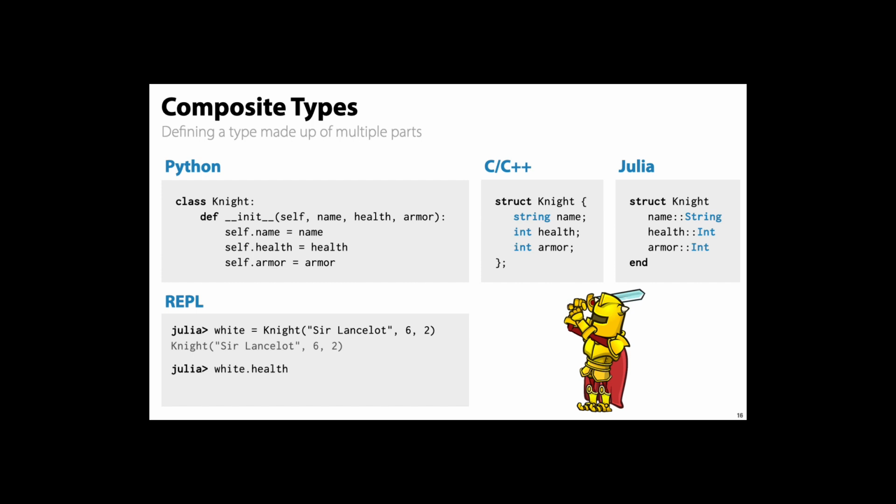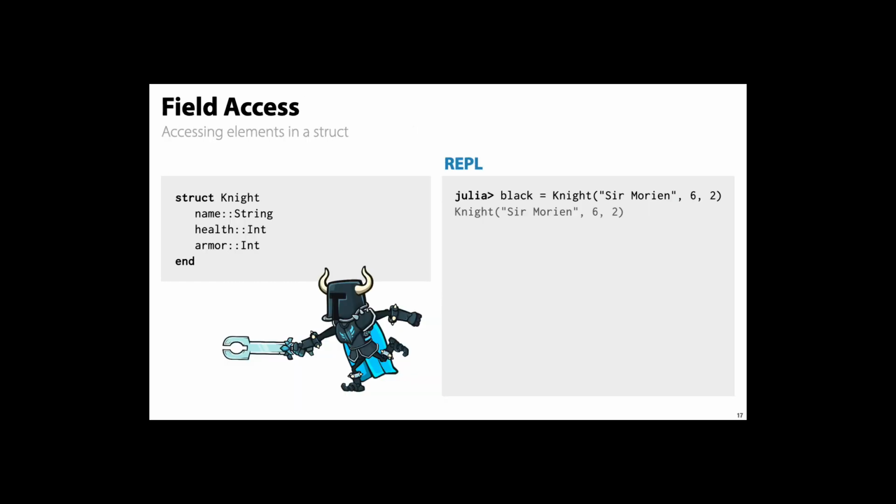We can access individual fields like the health. And to show you that this is not a statically typed language, but it's all very dynamic, let me give you an example here. We're going to create the Black Knight Ceremorian with health of 6 and armor of 2. You could access the name with .name, but when you're doing that, actually under the hood, what you do is call a function called getfield. And the second argument is the field you want.